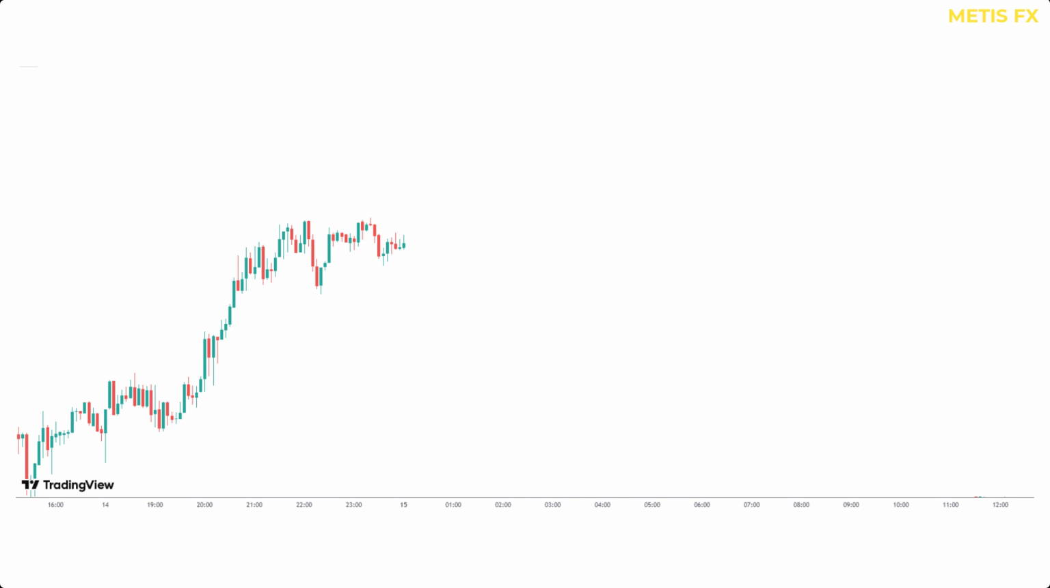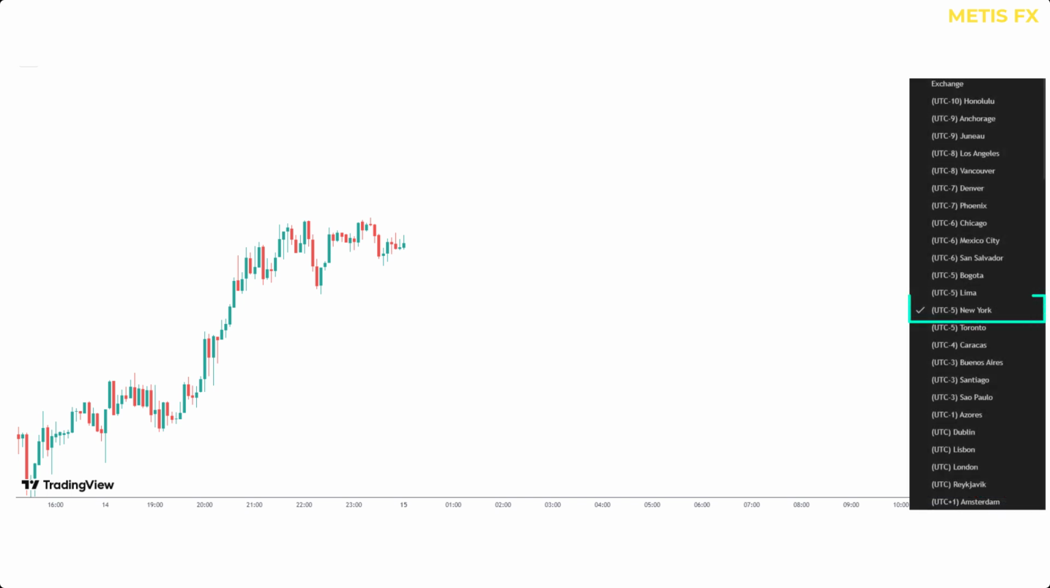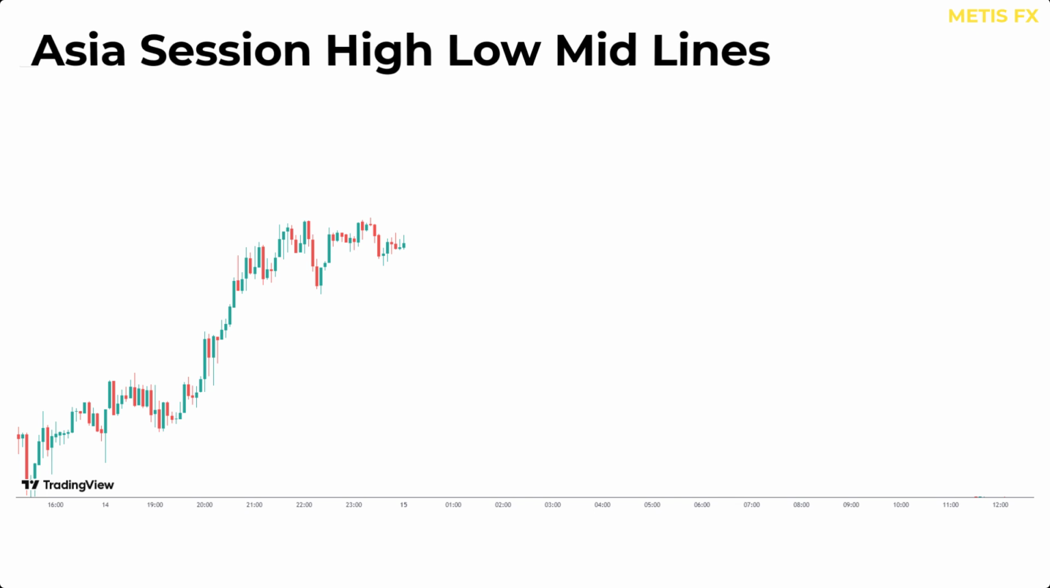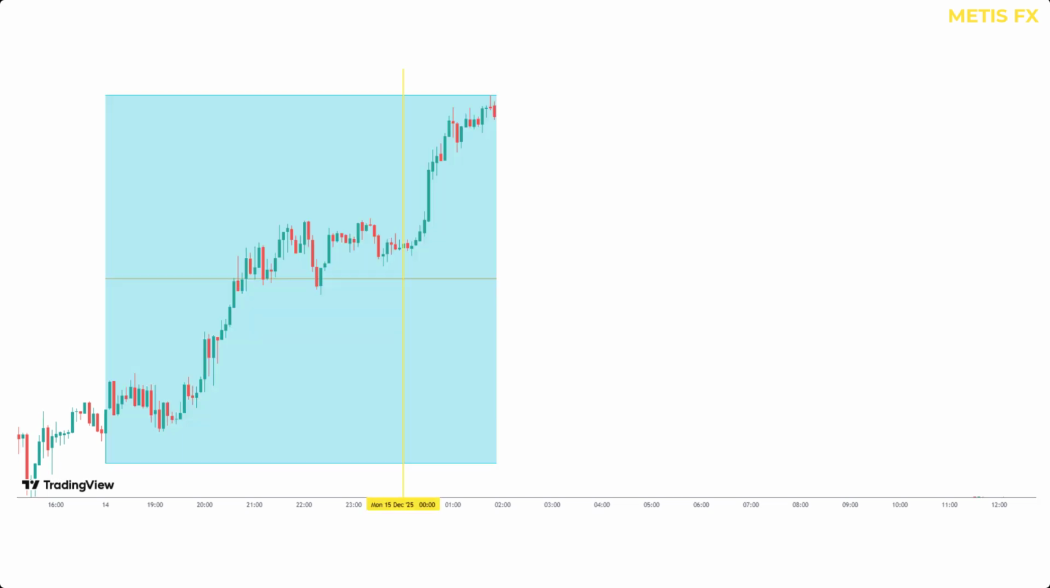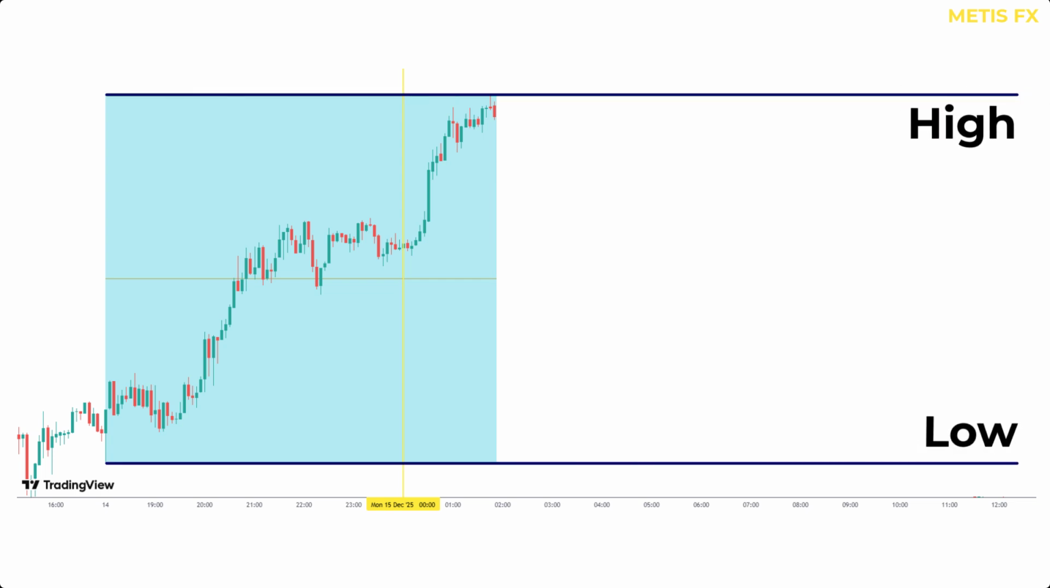for you. First, we set the TradingView time zone to New York. We add the Asia session high-low midlines indicator to the chart. A floating box appears on the chart and updates with every new candle and price movement. On the 5-minute time frame, we mark the New York 0 candle. Now we wait for the Asian session to close, so the highest price, lowest price, and the direction from the 0 candle become clear. Here, this happens.